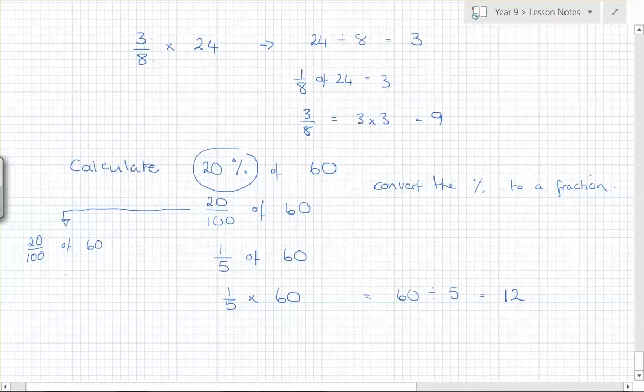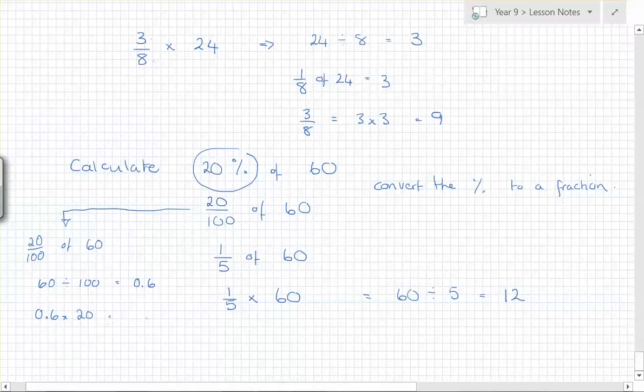So what do you think? We would have to do 60 divided by 100, which is 0.6. And then you do times 20. But do you remember how to do 0.6 times 20?